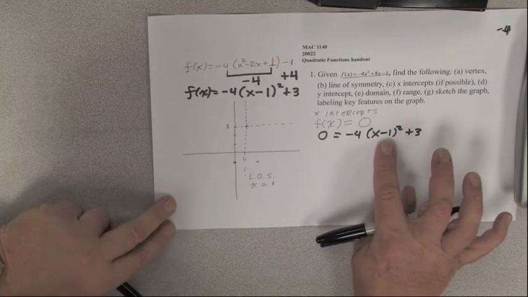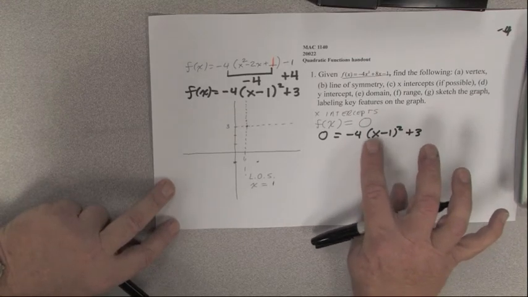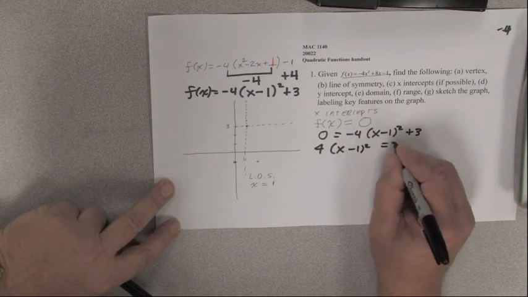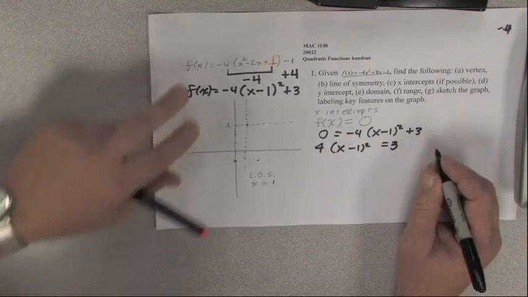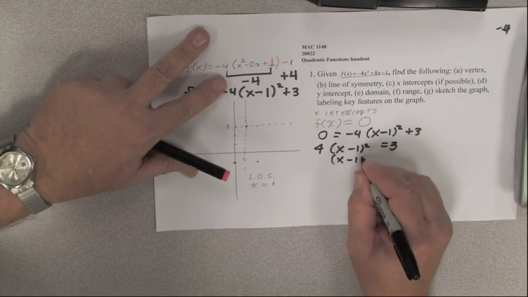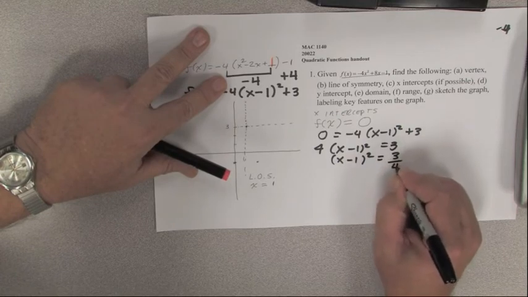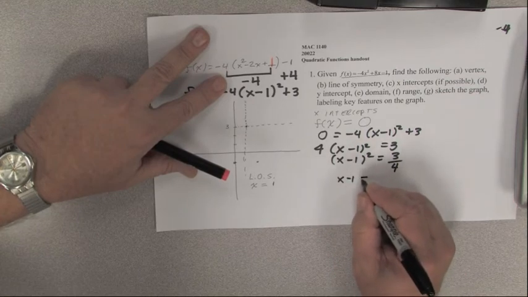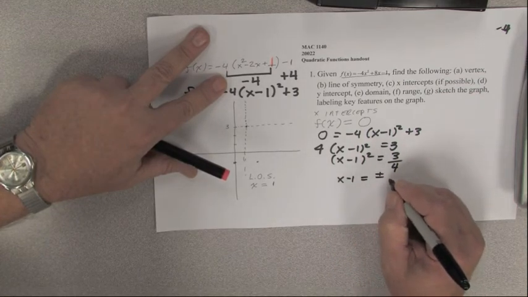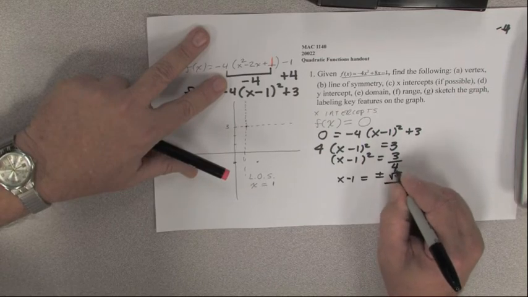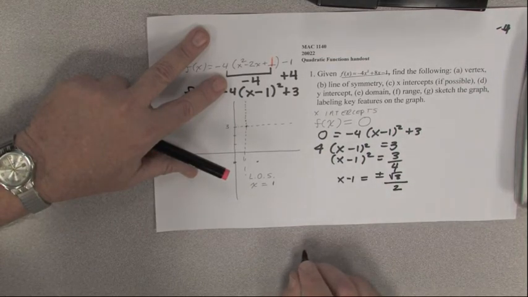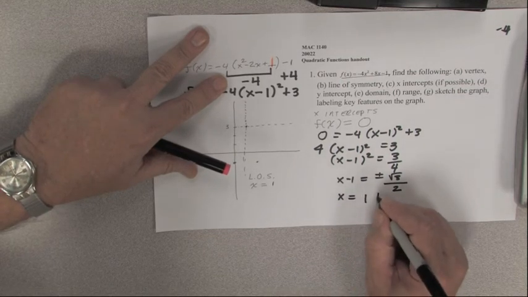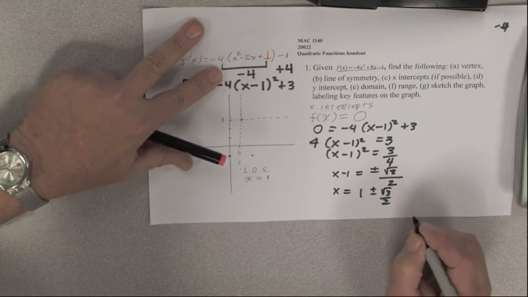So I'm just going to isolate the x minus 1 squared term. I'm going to put the 4 on the other side and rewrite this as 4 times x minus 1 squared is equal to positive 3. I'm going to divide by 4, so I have x minus 1 squared is equal to 3 divided by 4. Then I'm going to take the square root of both sides of the equation. And when I take the square root, I must take plus or minus. The square root of 4 is 2. So x minus 1 equals plus or minus root 3 over 2. So x is going to be 1 plus or minus the square root of 3 over 2.